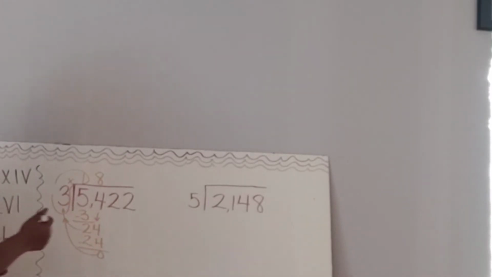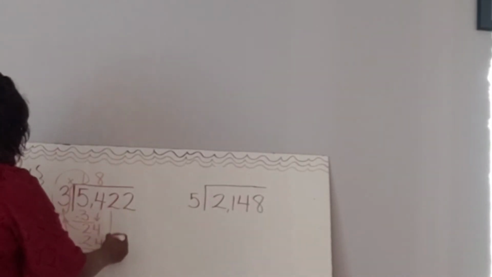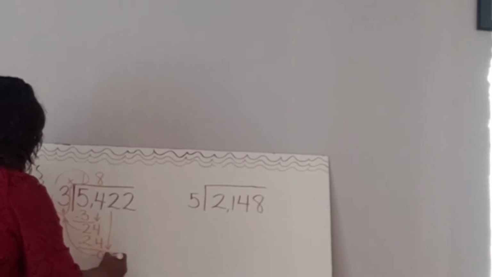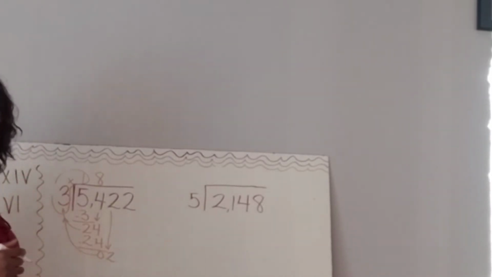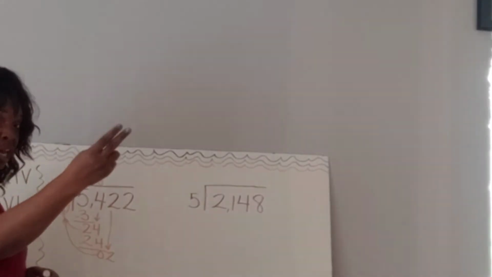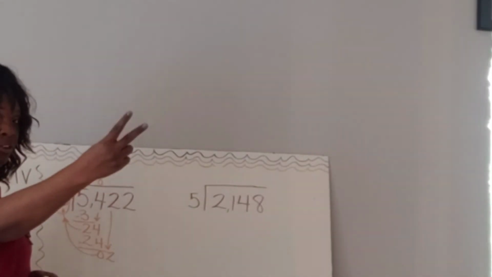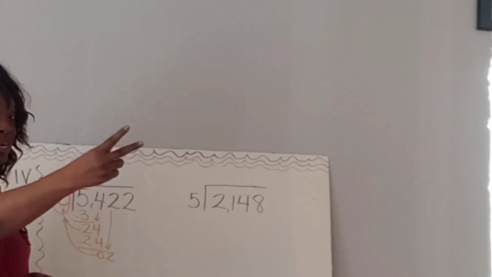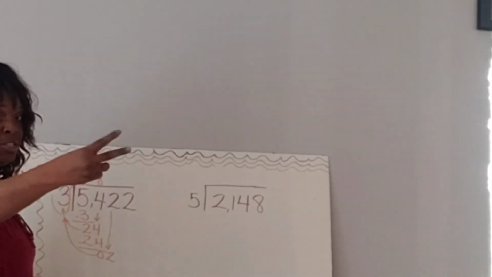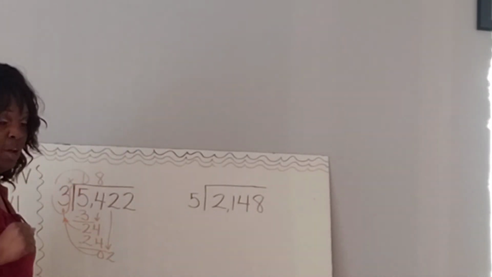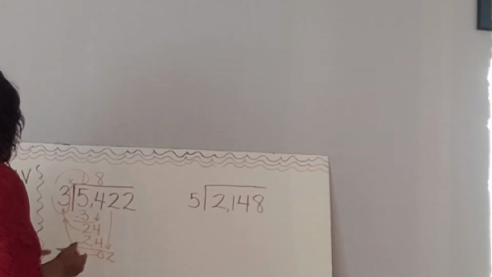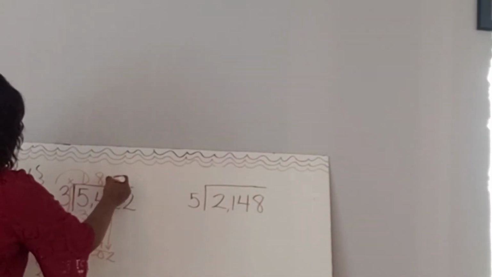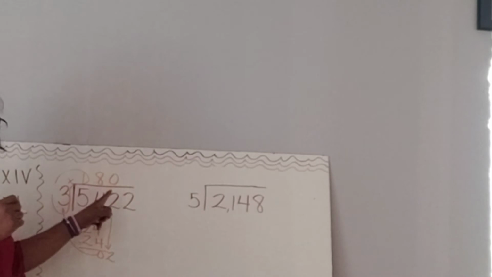Hopefully that makes sense. Is there anything left to bring down? There certainly is. I have my 2 that I need to bring down now. And now I need to ask myself, how many 3s are in 2? Well, hopefully you can already tell that there aren't any 3s in 2, but it still is represented with a number. What number? 0. And my 0 goes on the top. My answer always goes on top.